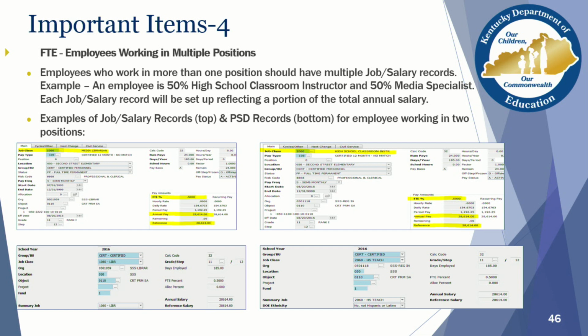So employees working in multiple positions. This is much like we discussed in the CSD report. Employees who work in more than one position should have multiple job salary records. An example: an employee is 50% high school classroom instructor and 50% media specialist. Each job salary record will be set up reflecting a portion of the total annual salary. Examples of job salary records are on the top and PSD records are on the bottom to reflect the 50% high school classroom instructor and 50% media specialist.